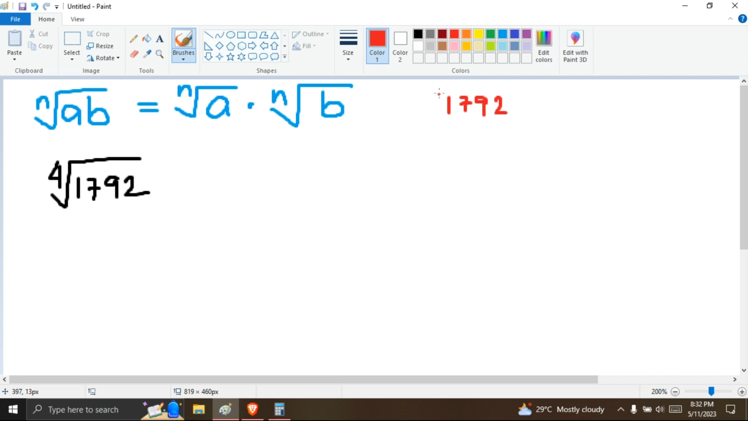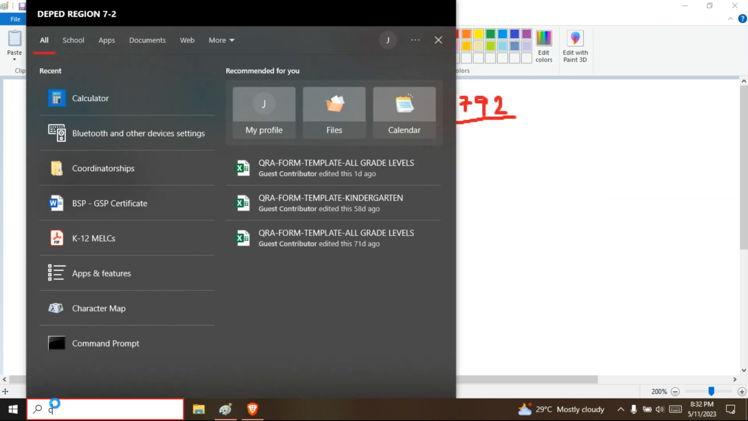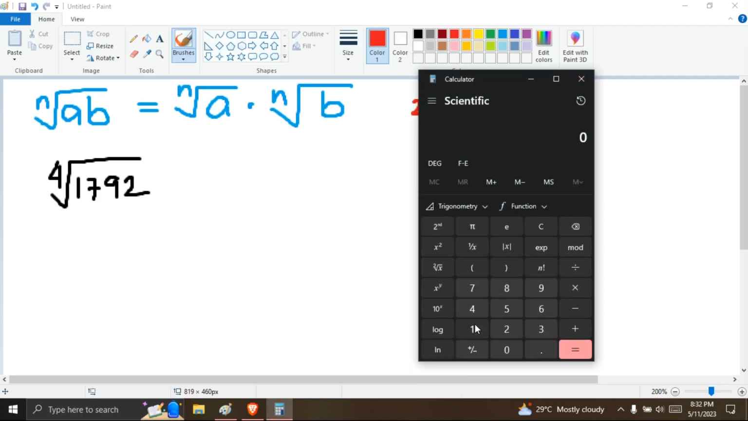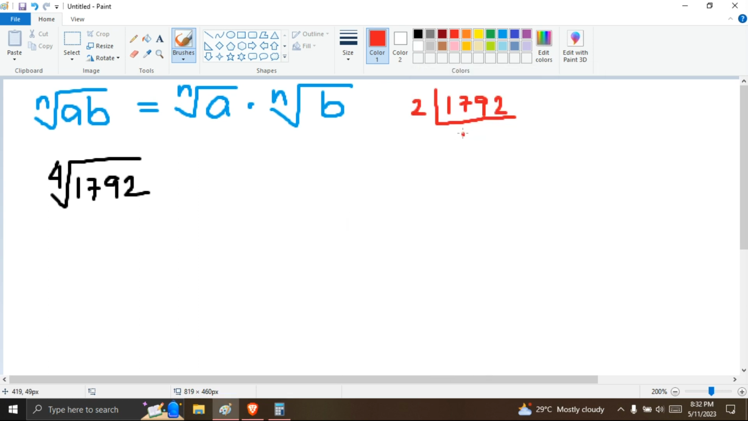So ang 1792, so ana na siyang forma sa continuous division. So of course, ma-divide siya sa 2, diba? So 1792 divided by 2. Sige, let's try. So pwede man nato magamit ang calculator, no? So I will let you use the calculator para mas dali. So 1792, i-divide siya sa 2. So that is 896.